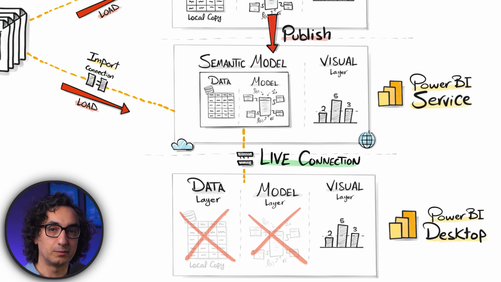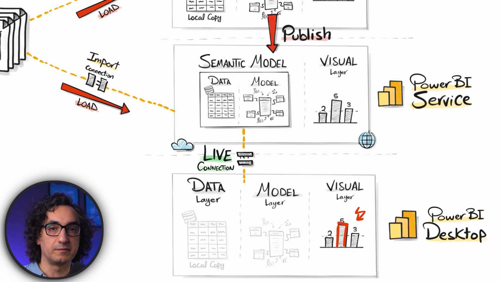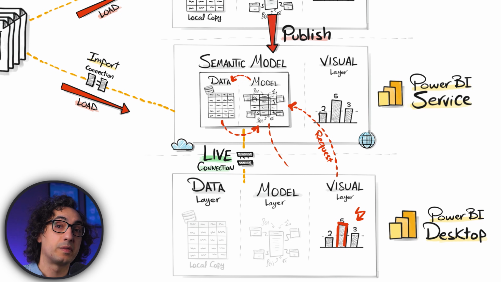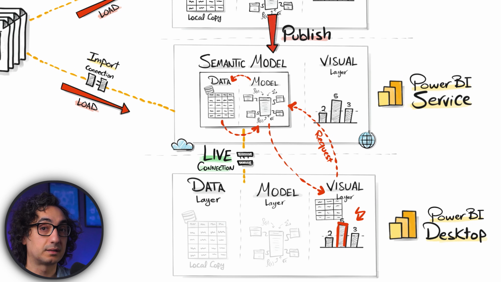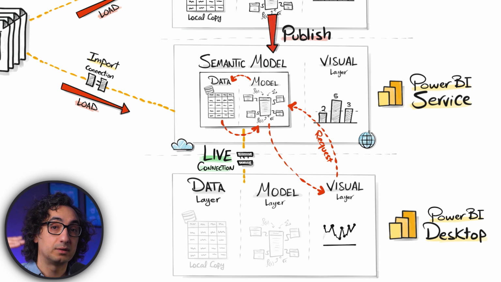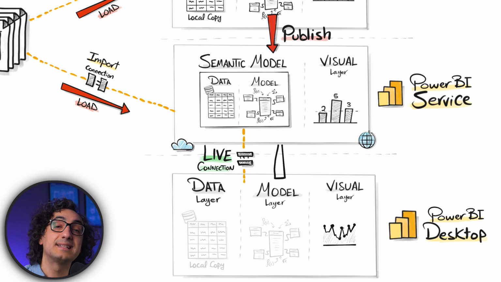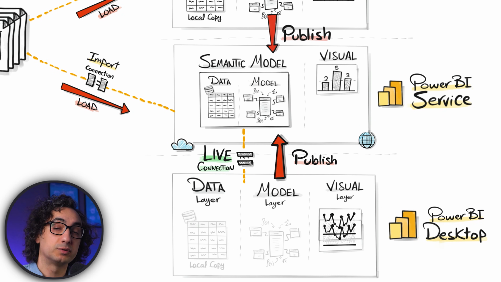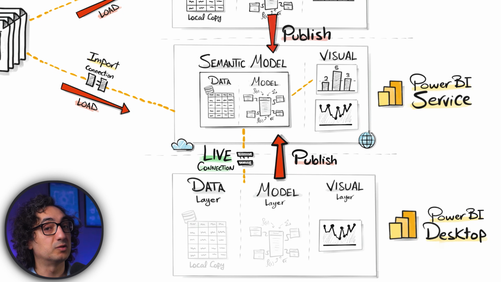So now how things are gonna work: if you create or interact with the visual inside Power BI desktop, a request is gonna be sent to the model in the service, and then of course it depends whether you are using import or direct query inside the service. Either it can use a local copy or it has to go back to the source system in order to get data. And once the model has data, it's gonna send it back to Power BI desktop.